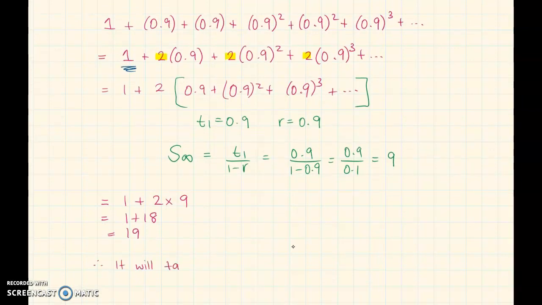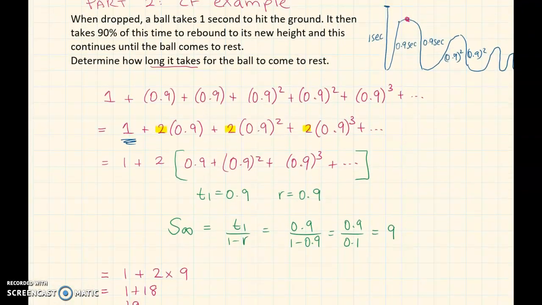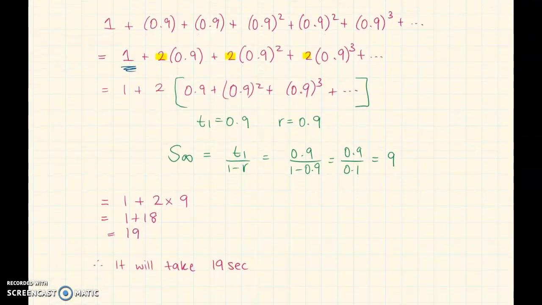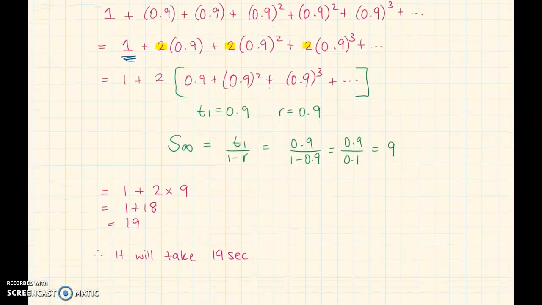Now, it doesn't really look like a geometric series question when you look at it initially. So that's probably why I've categorized it as a CF question instead of an SF question, because we had to do a little bit of manipulation to get it into a geometric series that we're a bit more familiar with.